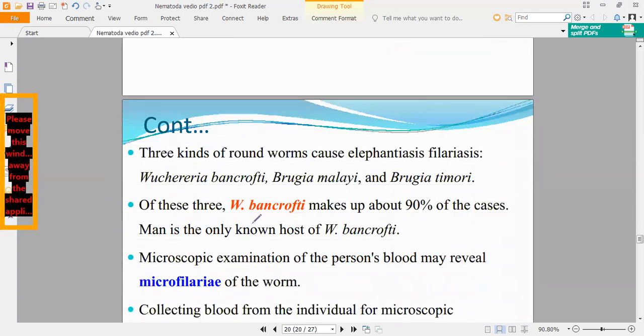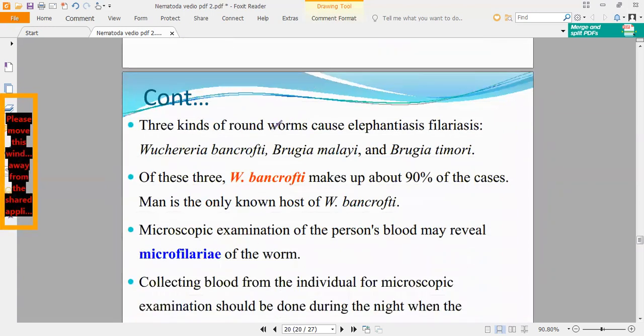Basically, three kinds of roundworms cause elephantiasis, or filariasis. The first one is Wuchereria bancrofti, and the others are Brugia malayi and Brugia timori. These three are the common causes of elephantiasis filariasis. Among these, Wuchereria bancrofti is the most common.